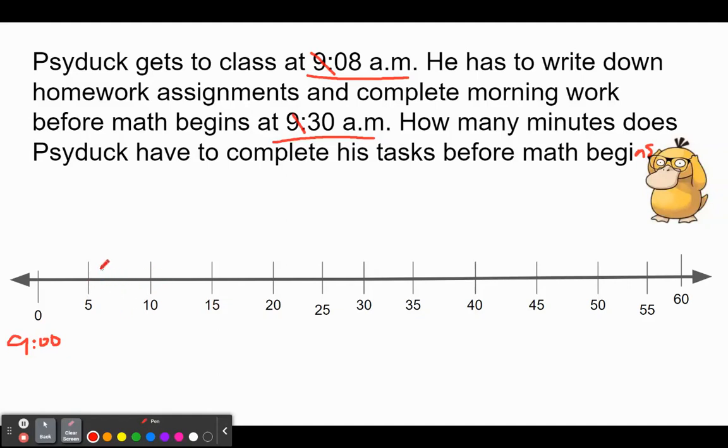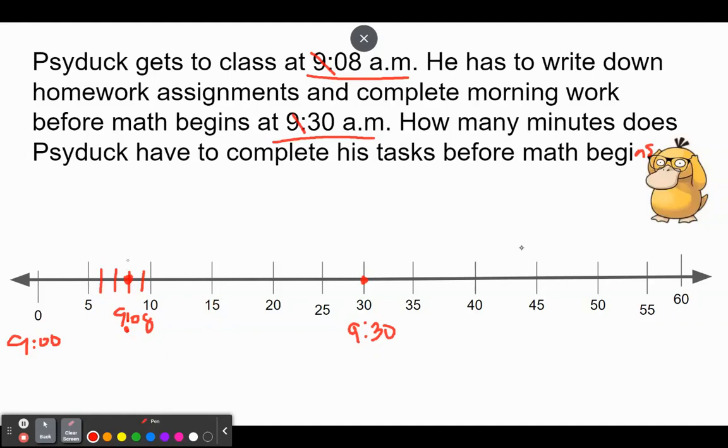9:06, 9:07, 9:08, 9:09. So he is at 9:08, right? This is where he starts, at 9:08 a.m. Now he has until 9:30, which is over at 30. He has until 9:30 to finish all of his homework and complete his morning work. So we have 9:08 over here, and we're going to jump over to 9:30.